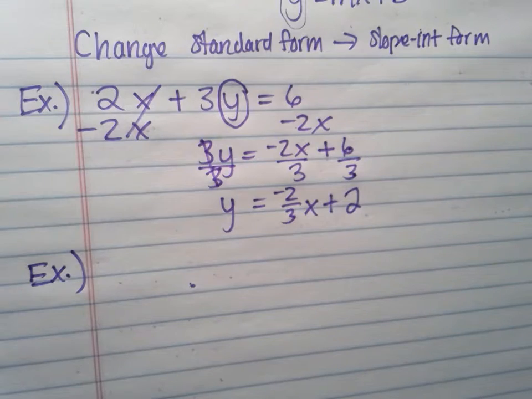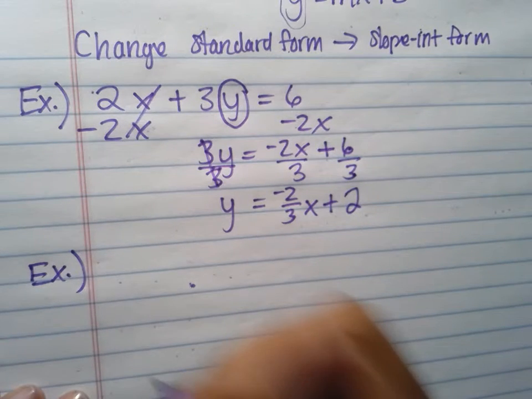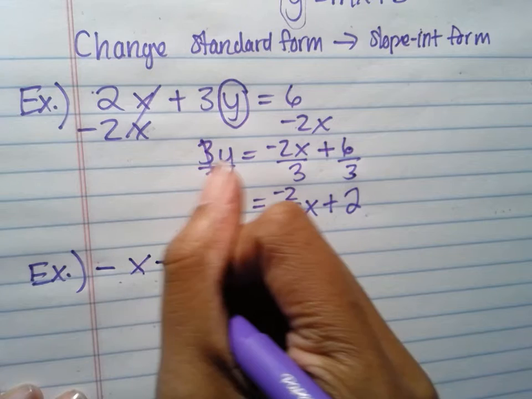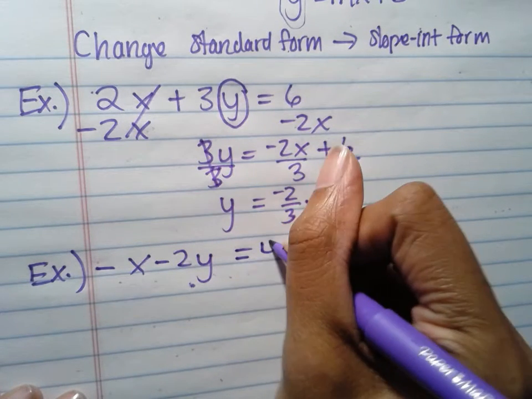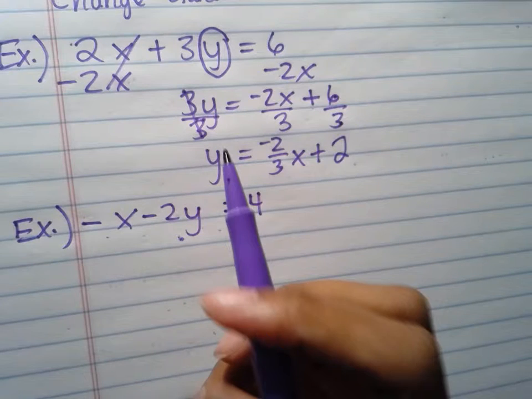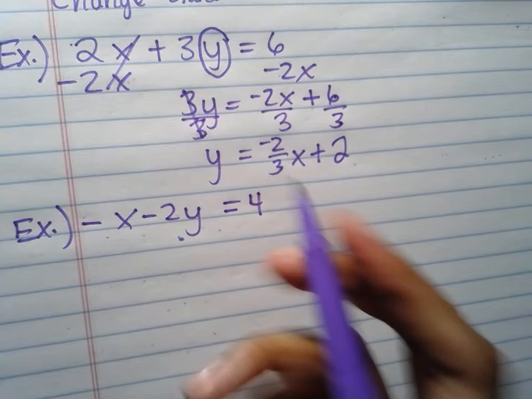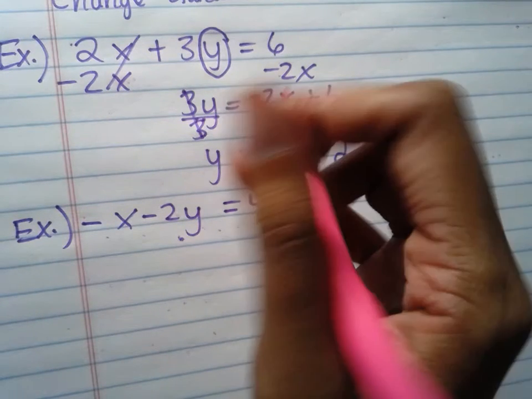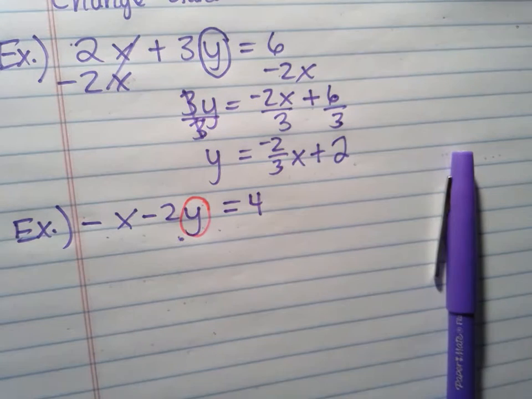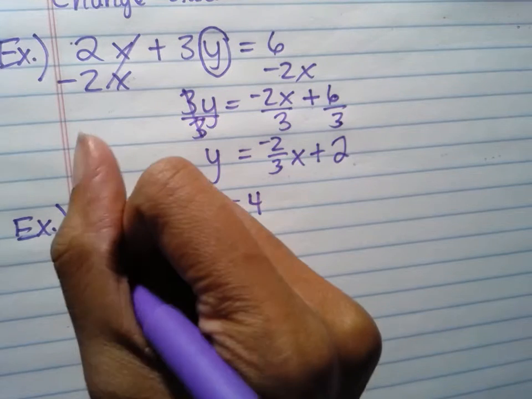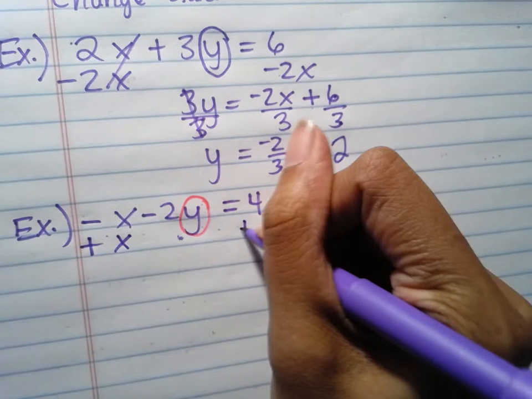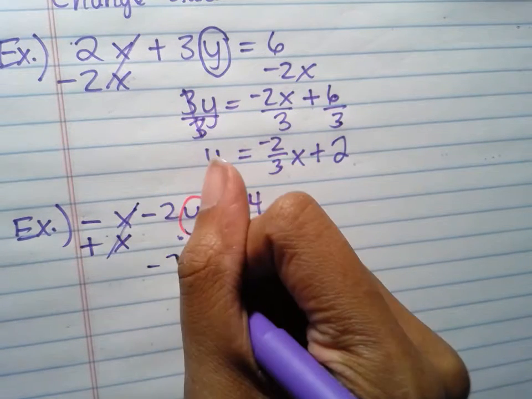All right, so we have negative x minus 2y equals 4. All right, so our goal is to get the y alone. So where's my y? It's right here. So I need to move the x. Right now I have a minus x. Opposite of minus x is plus x. What I do to one side, do to the other. I get negative 2y equals x plus 4.